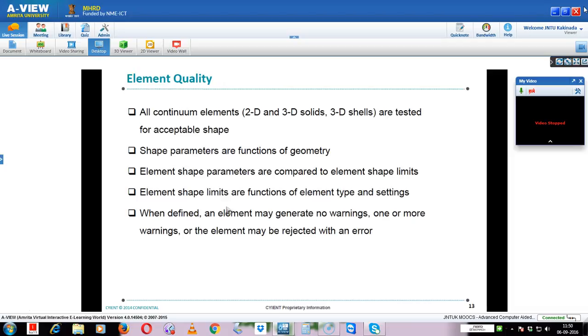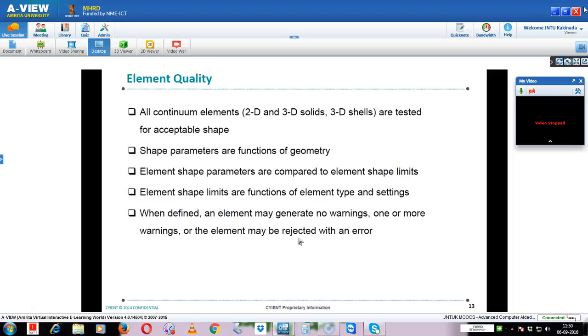Element shape limits are functions of element type and settings: what type of elements you are using and what settings you are using. Suppose you take plane elements, which are solid 2D elements. There we need to use different settings: plane stress with thickness, axisymmetric, plane strain. So these element shape limits will vary depending upon element type and their settings.